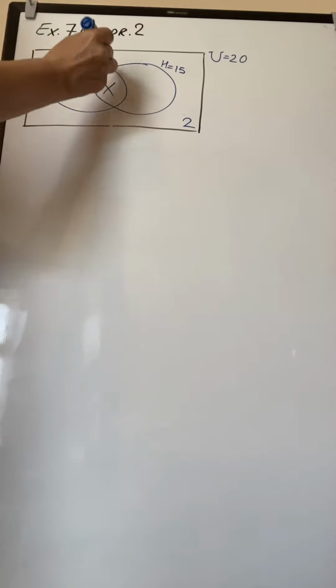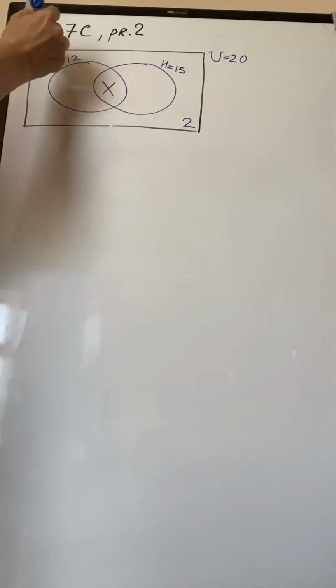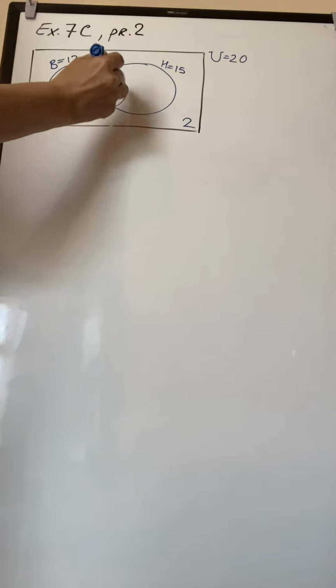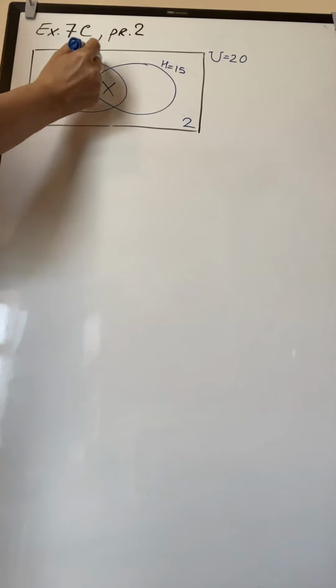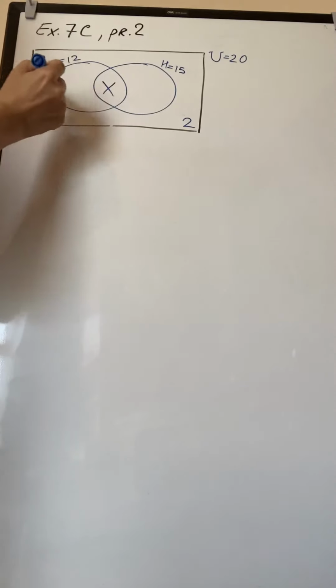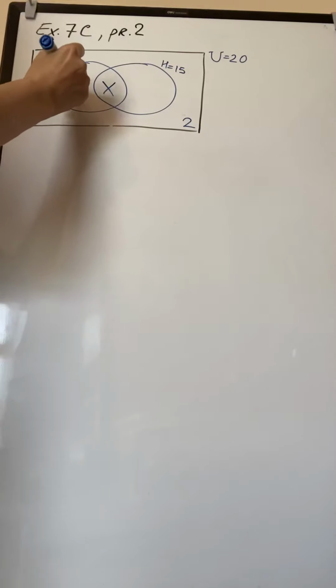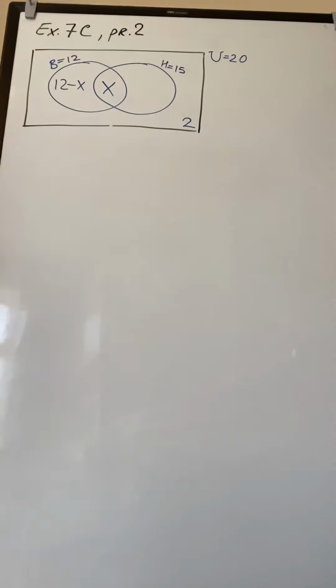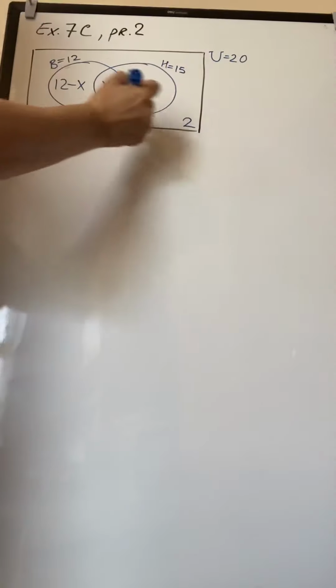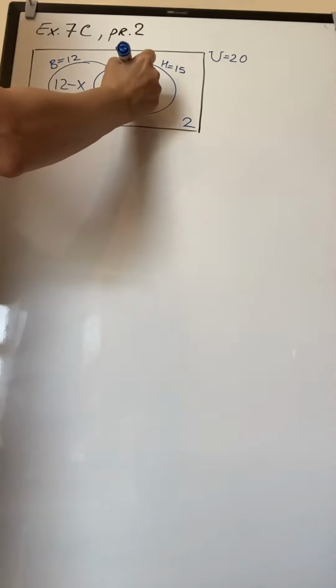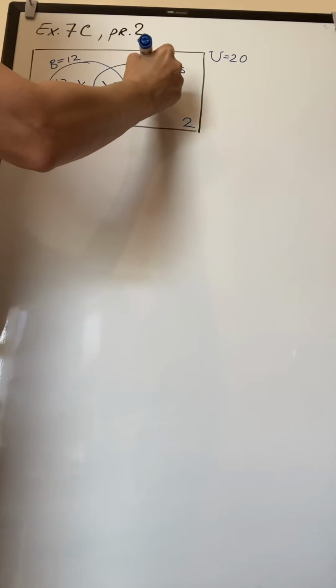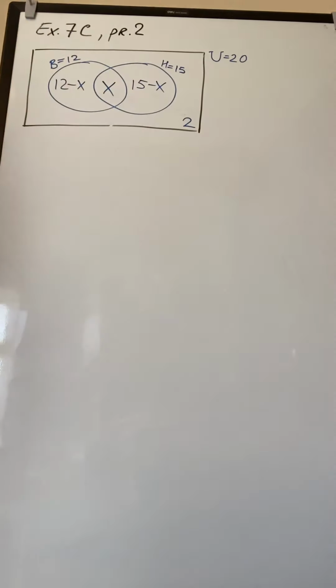Look, if the middle part is x and biology altogether is 12, the full circle, well, what is then that part, biology only? 12 minus x. Now, if that's full history and some of it is x, therefore history only is 15 minus x. Well, it seems like we have a lot of x's. What do we do with that information?